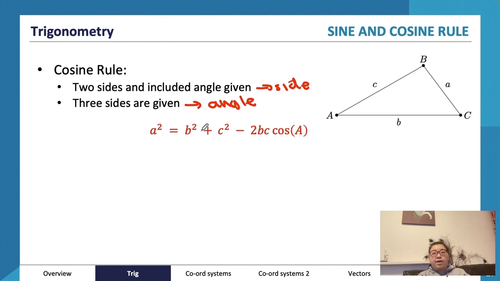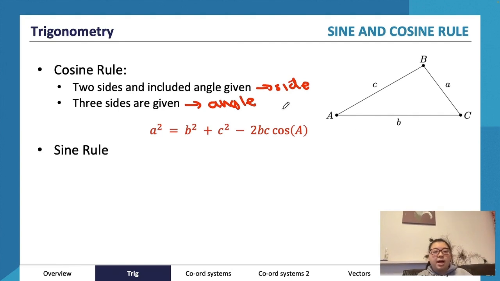So what we have here is our a squared, and then your b squared plus c squared. And you'll see when we talk a bit about vectors that this formula looks a little bit similar to the vector formula as well, and they do have overlaps, and you can use the vector formula to help you prove this formula as well.